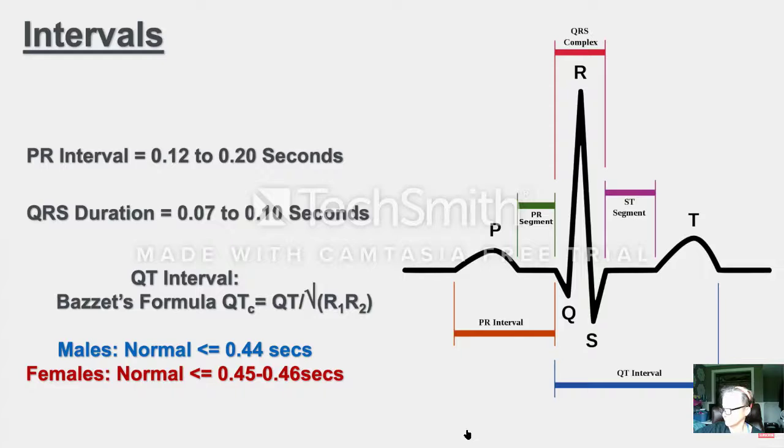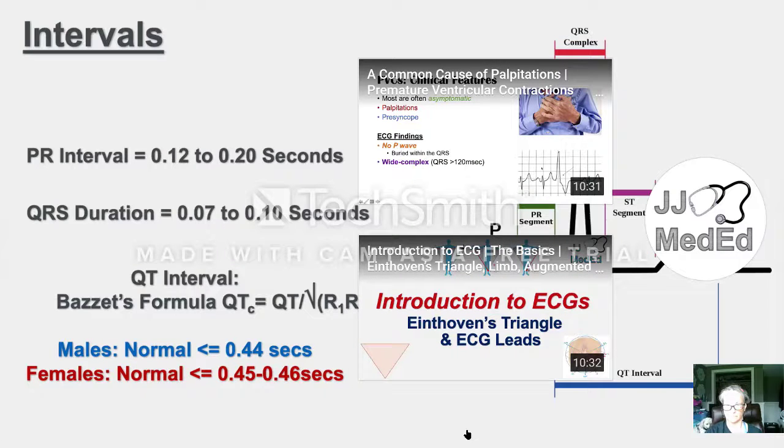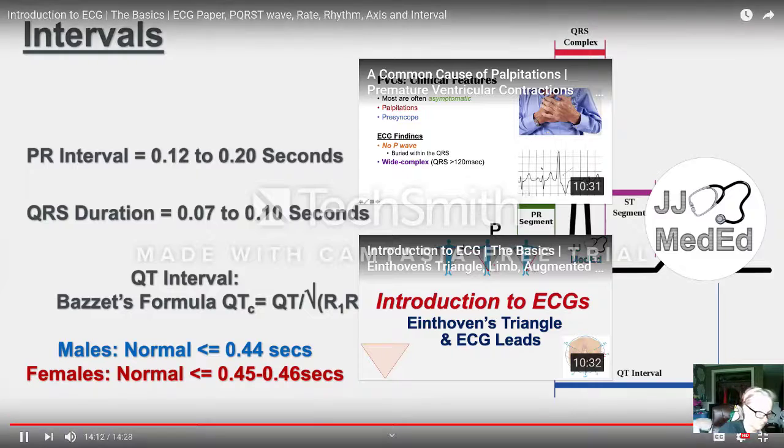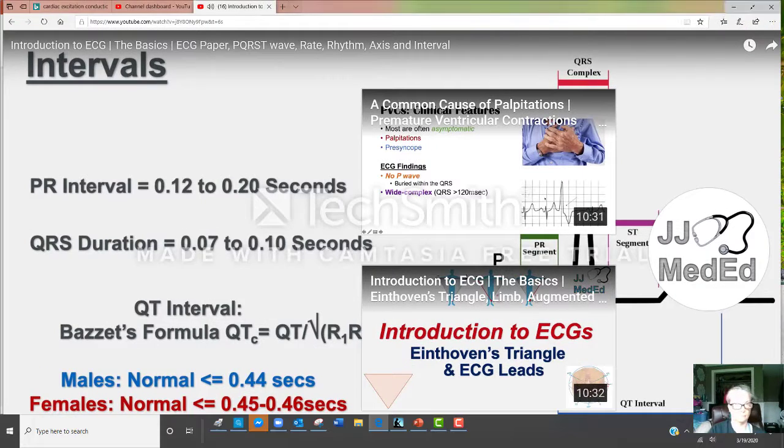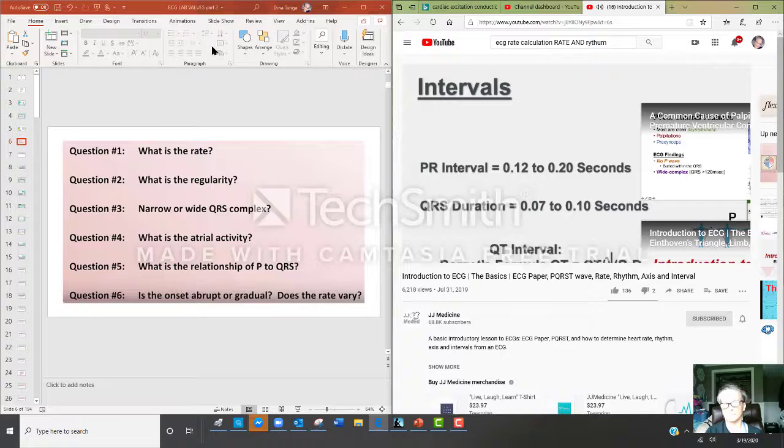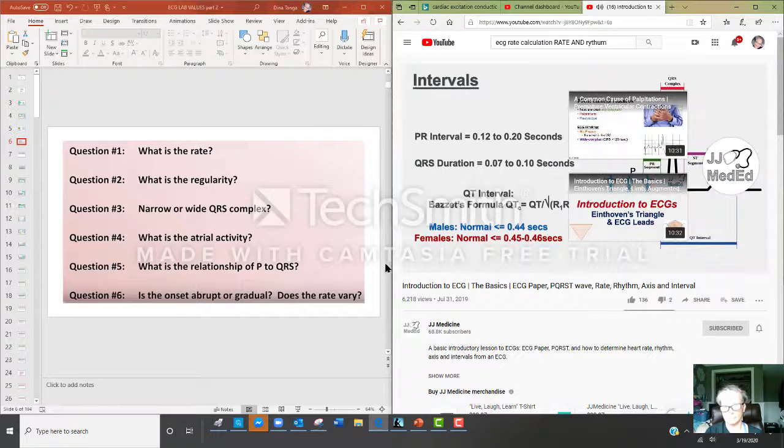So now that we know the basic approach to reading an ECG, rate, rhythm, axis, and intervals, we're going to take this information and use it to assess different disease conditions like left ventricular hypertrophy and right and left atrial enlargement, and see how all of these things can be affected in those conditions. So please check out my next lesson on those conditions.